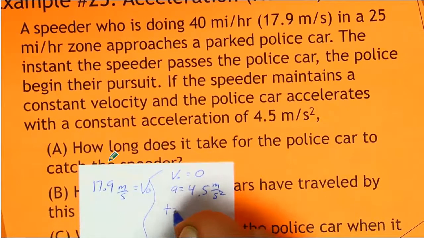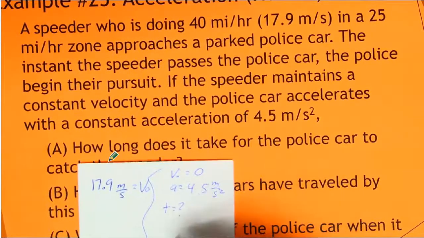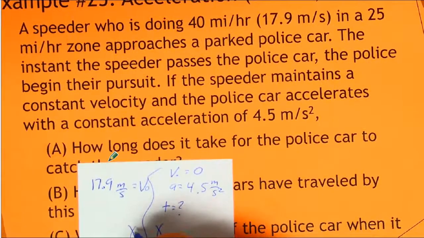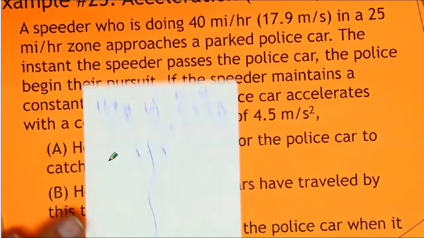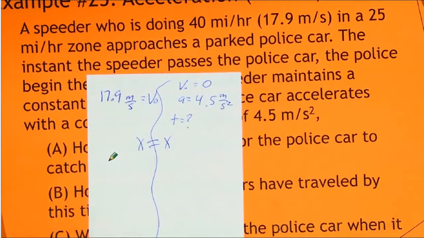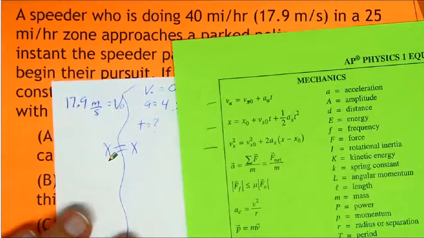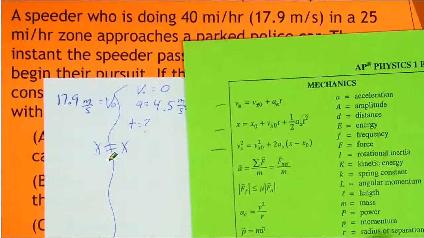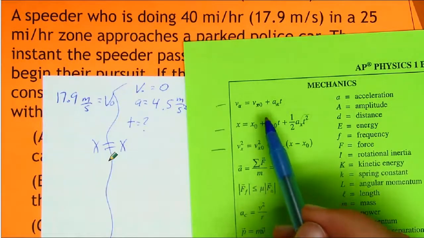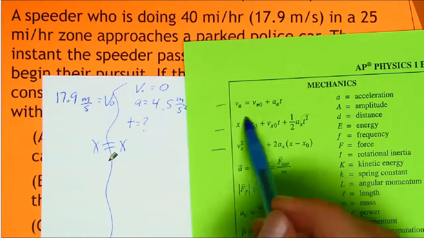Well, I'm trying to solve for time. Now, to catch them, my displacement is going to be the same, right? X is going to be equal to X. So I have to look to see what equation I want to use. Now I have time, acceleration, initial velocity, and X. That's going to be my second equation.